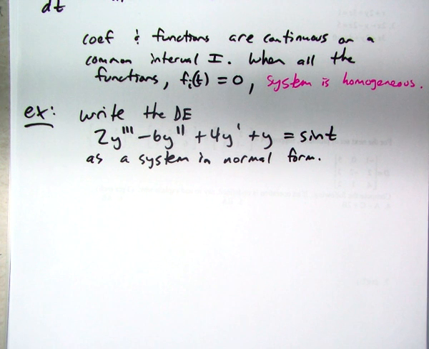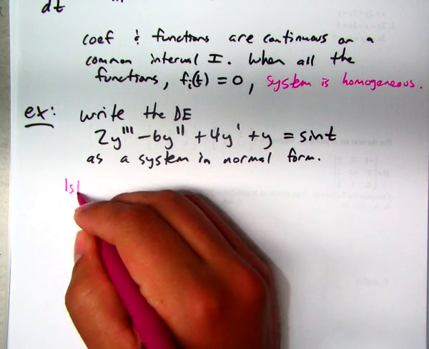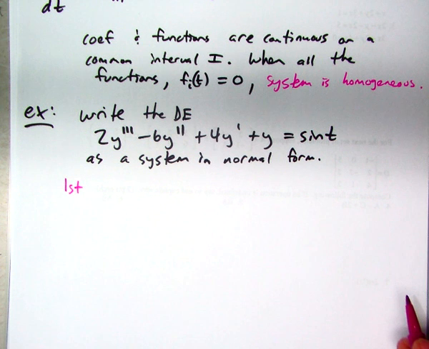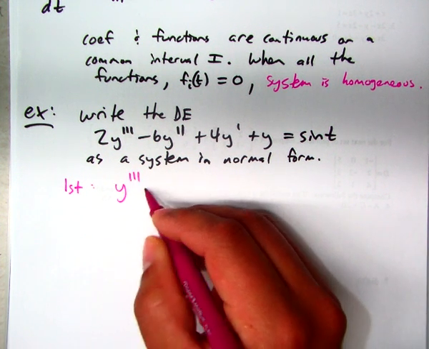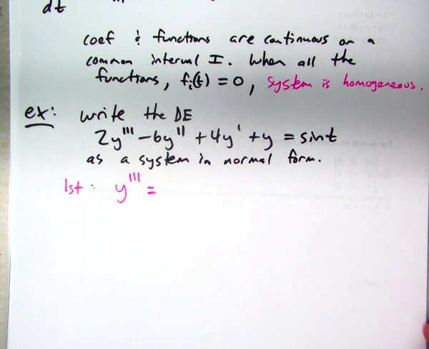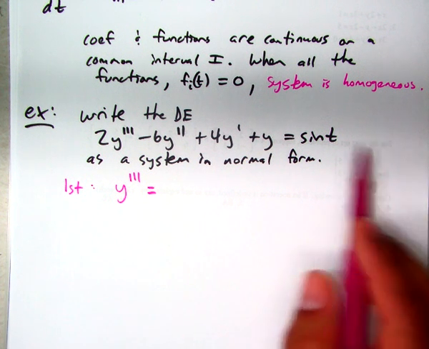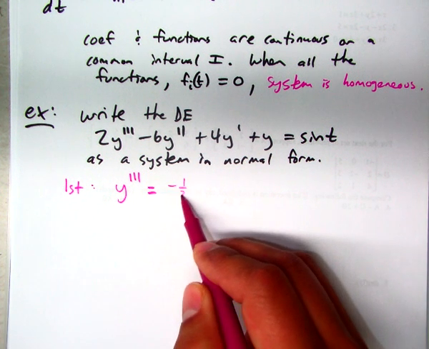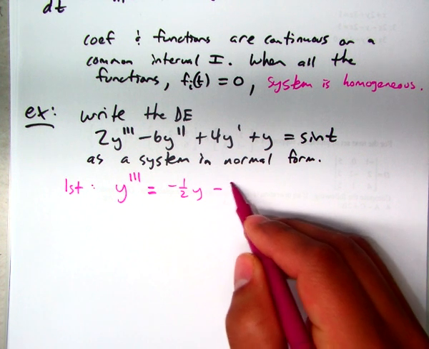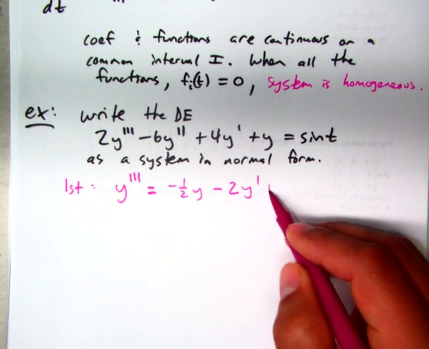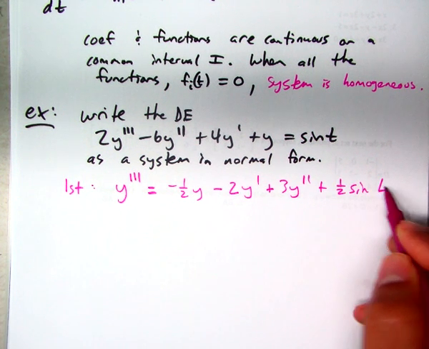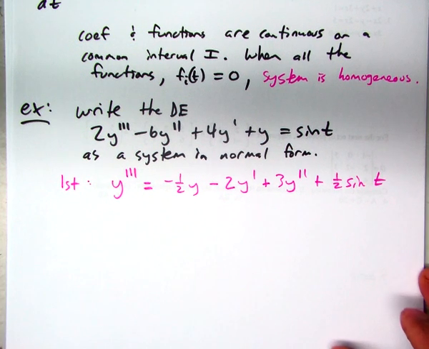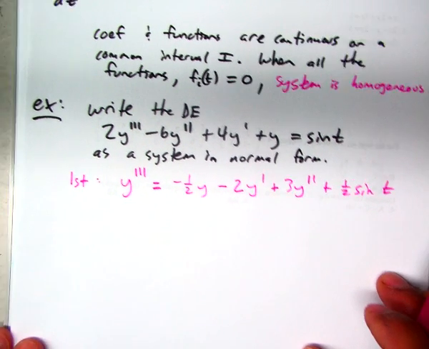Okay, and the method for doing so is actually pretty straightforward. First, we're going to isolate the highest order derivative. So y triple prime would be equal what? Move everything to the right. Minus 1/2 y minus 2y prime plus 3y double prime plus 1/2 sine t. Okay, so first isolate whatever the highest order derivative is.